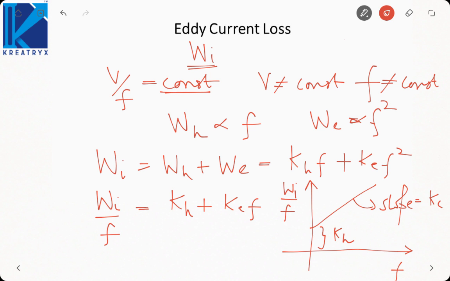Once we have Kh and Ke, we can determine hysteresis loss, which is equal to Kh into F, and eddy current loss, which is equal to Ke into F square. The only thing that we need is Kh and Ke. That can be obtained from the graph by the slope and the intercept. So this is about the iron losses and how we can separate them into their components.